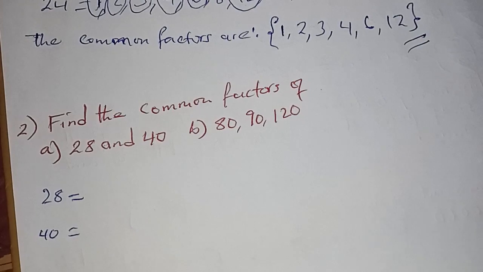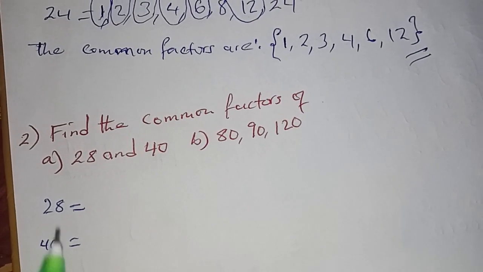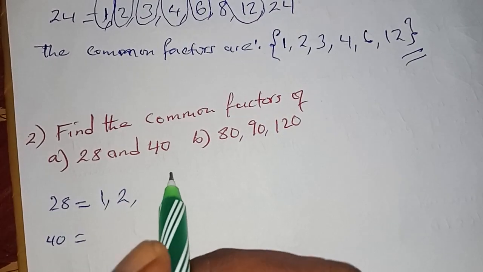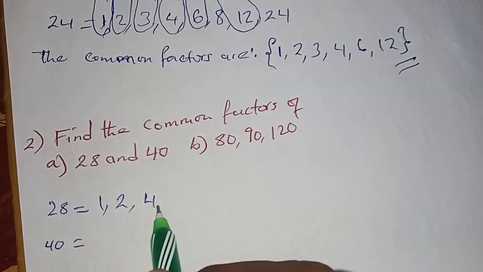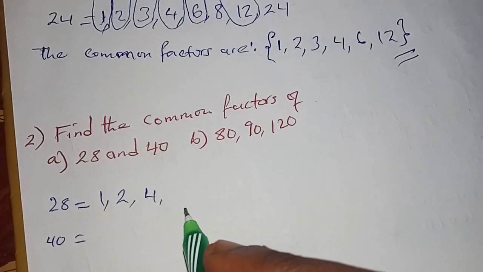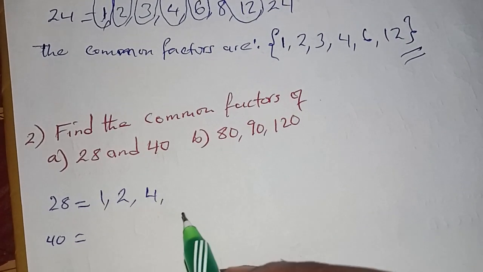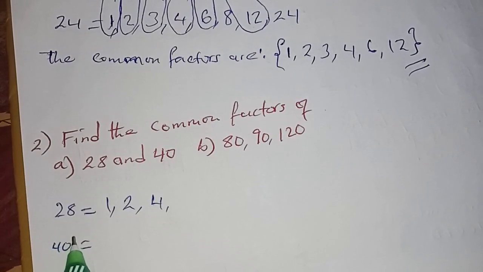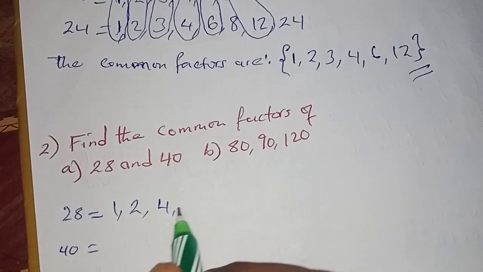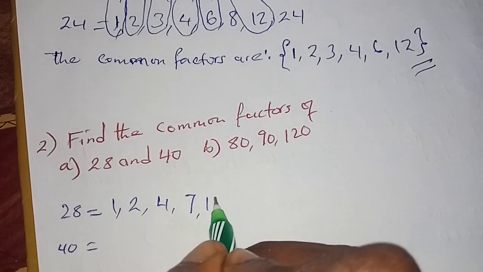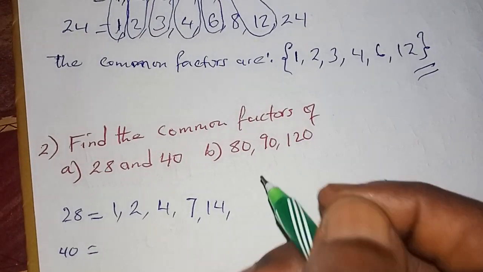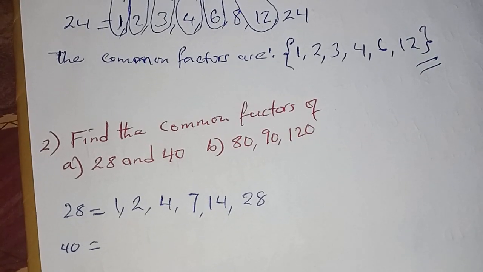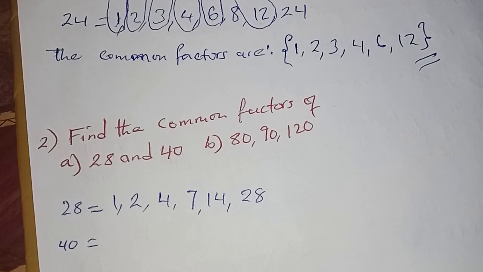What are the factors of 28 and that of 40? We also start with 1. 2 can go there. 3 cannot go into 28, but 4 can go there. Very good. 5 cannot go, 6 cannot go. If you want to know the factors, the numbers that can divide 28 without a remainder are its factors. So we know 7 goes into 28, and 14 can also go there. No other number can go there except 28 itself. So these are the factors of 28. Now let's look at 40.